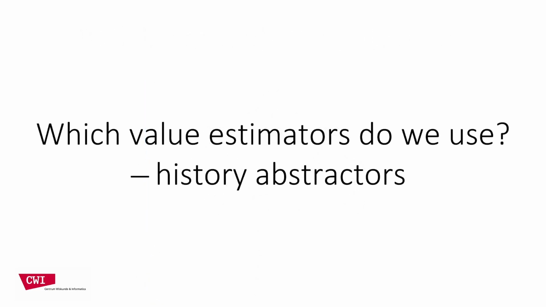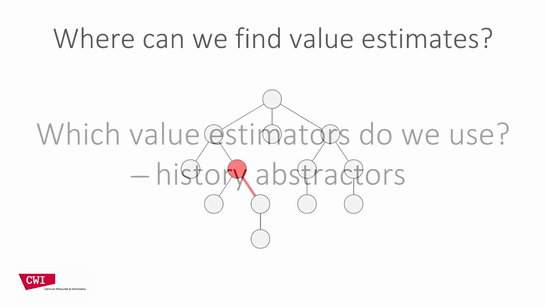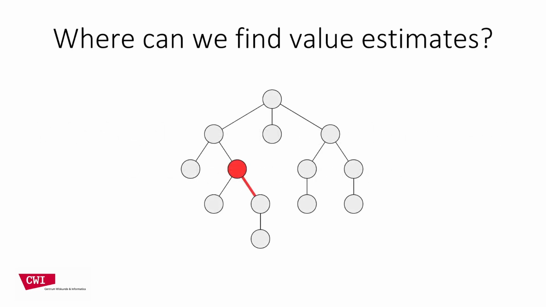Now, before I get to how we combine value estimators, let me first explain which concrete estimators we've chosen for our experiments in several board game domains. We're calling them history abstractors. So let's assume we're in the middle of an MCTS search, at the red node representing the history that led from the root node down to the current state. And in order to proceed, we need the best possible value estimate for the red action, the red edge here. Where could we get this from?